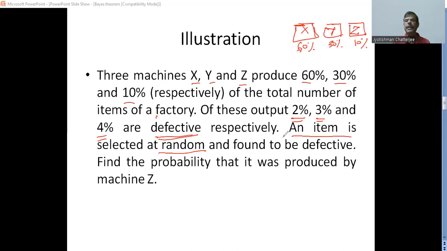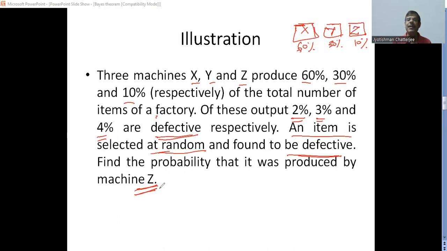An item is selected at random. That means the person is picking up one item randomly and it is found to be defective. The quality inspector finds the item to be defective. Now, the question is, what's the probability that it was produced by machine Z?